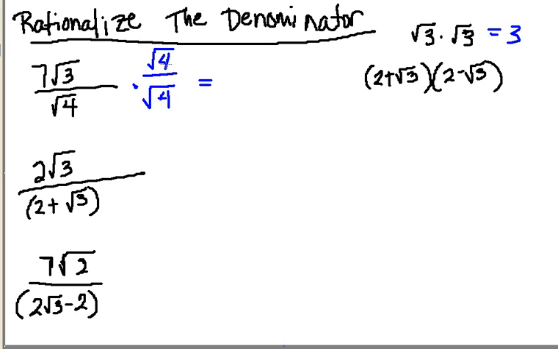Alright, so I'm going to multiply the numerator by square root 4. I get 7. And then if I have two square roots, which I do, I can then do the operation under the radical, 3 times 4. So in the numerator, I end up with 7 square root 12. And now in the denominator, by design, I have the square root of 4 times square root of 4. My radical is going to disappear, and I'm just going to be left with 4.